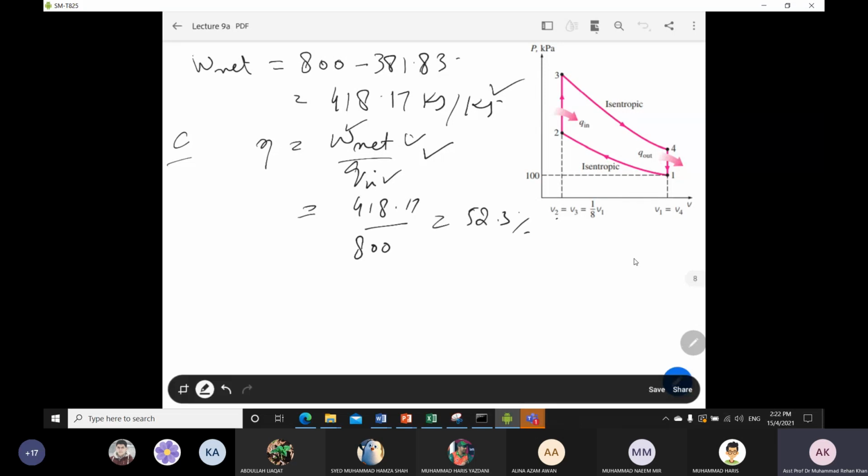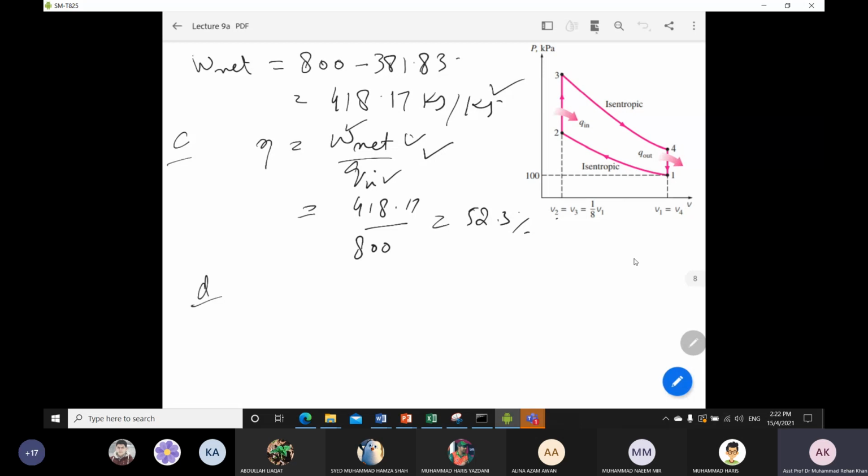And also you have to note down one important point, that whenever you calculate the efficiency using variable specific heat, it will be more accurate. Okay, and it will be closer to the efficiency of your actual cycle, rather than if you assume constant specific heat, where you will get an efficiency value which is far greater or far lower than your actual efficiency. So these are the two differences between these two assumptions, variable specific heat and constant specific heat.